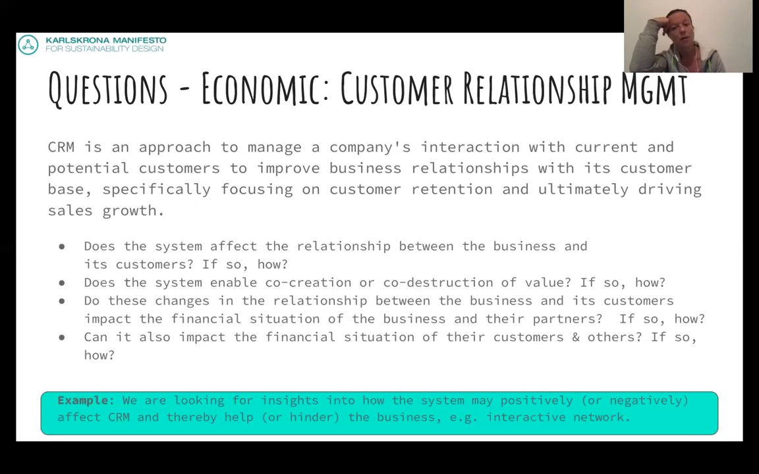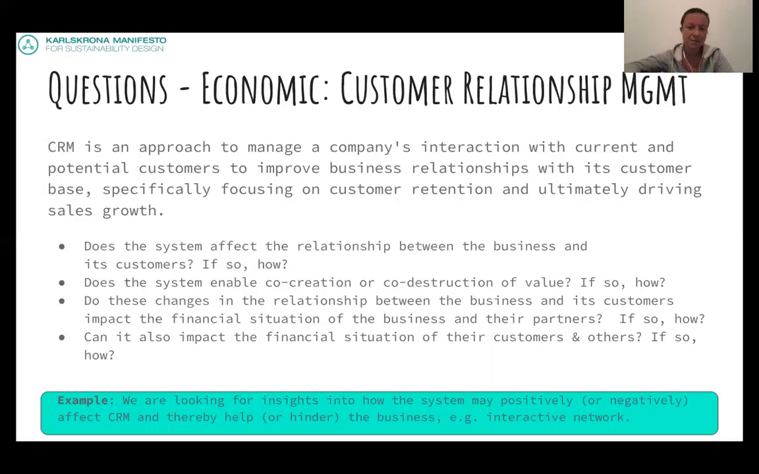If so, how? Do these changes in relationships between business and its customers impact the financial situation of the business and their partners? If so, how? And can it also impact the financial situation of their customers and others? And if so, how? So we look for insights into how the system may positively or negatively affect customer relationship management and thereby help or hinder the business, for example, an interactive network.